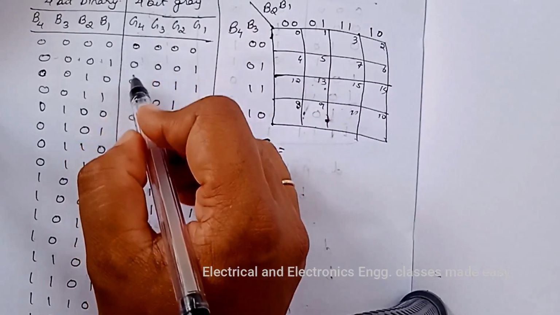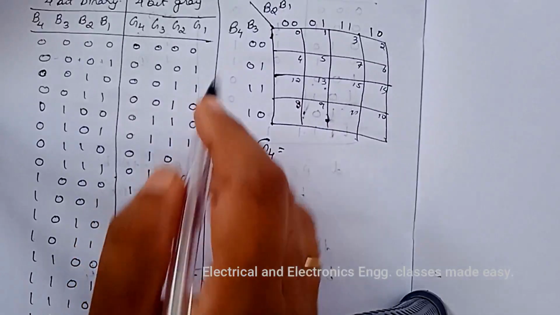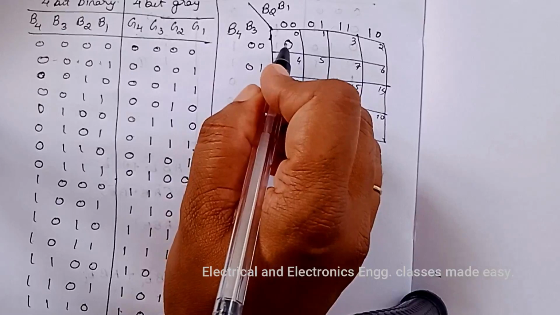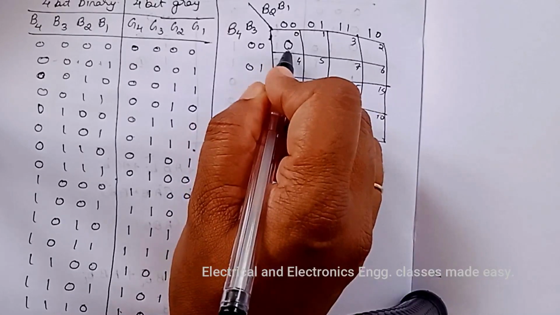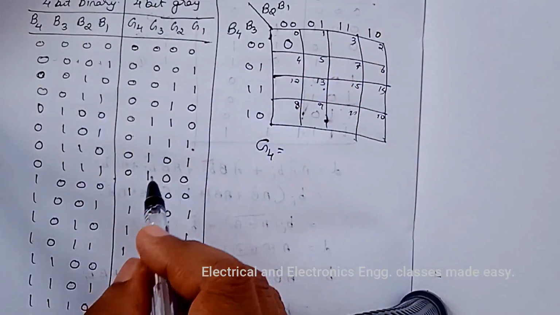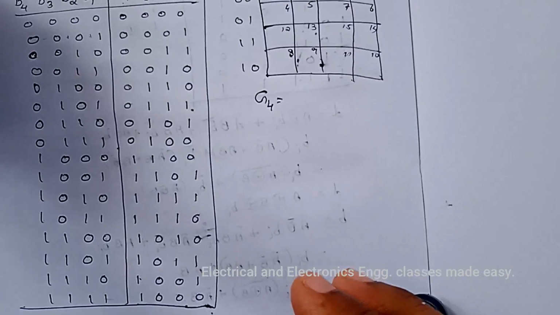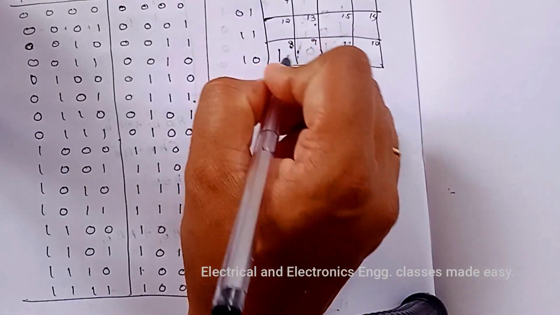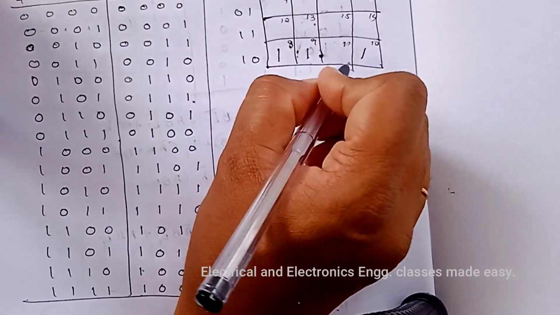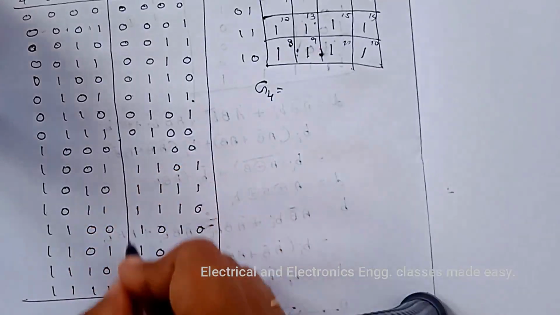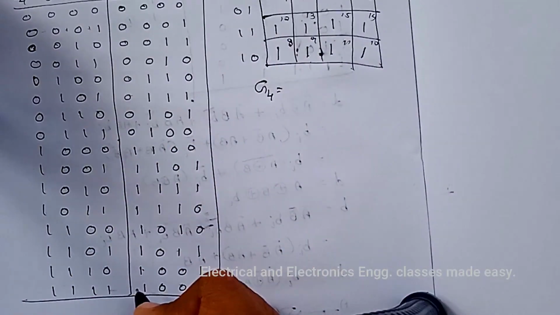For the first cells we get 0, so either you can enter the 0 here or there is no need to enter it. Only enter the corresponding logic 1 terms. 1000 is 8, that is 1, then 9, 10, 11, 12, 13, 14 and 15. These are equal to 1.